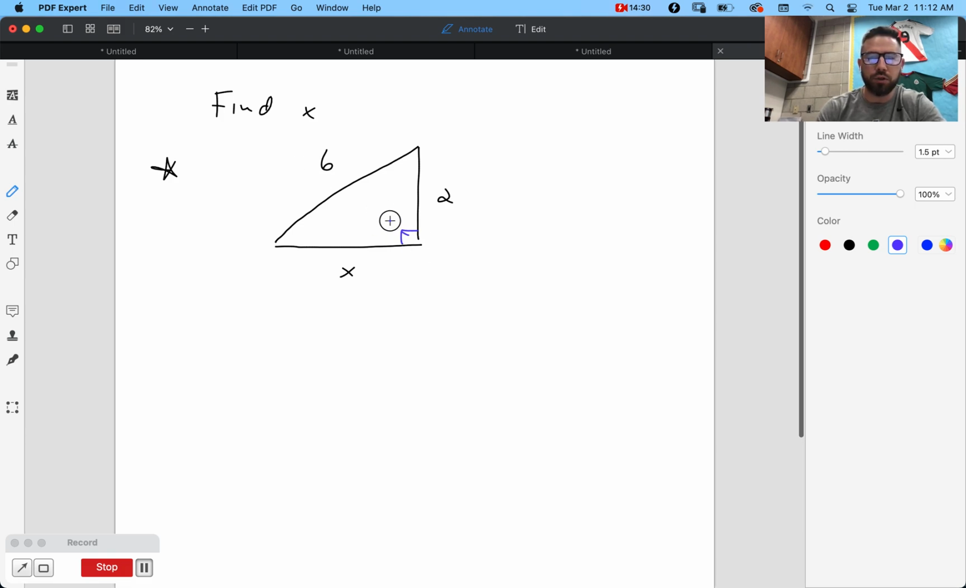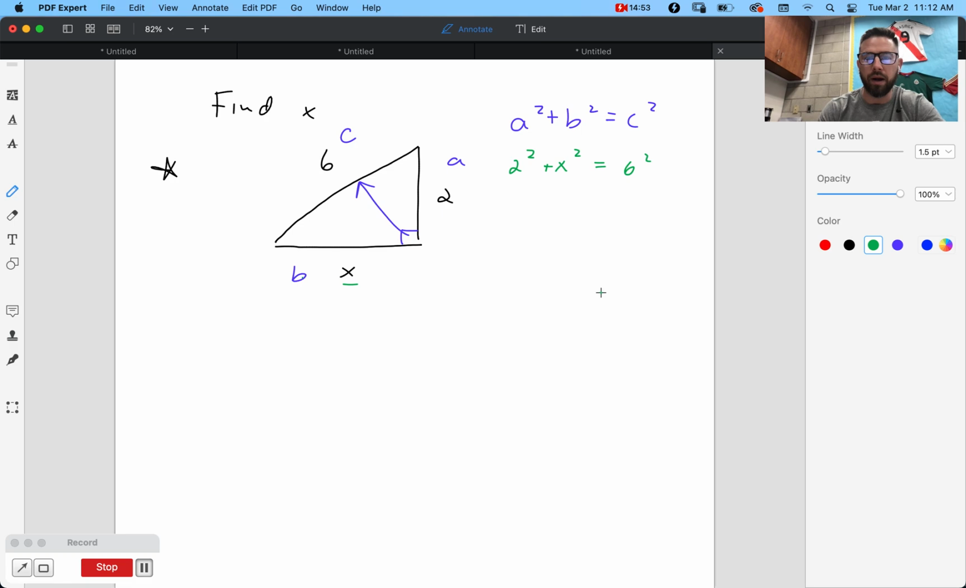Okay, first things first, shoot across. C, A, B, right? A squared plus B squared equals C squared. Let's plug them in. My A is 2, so I've got 2 squared. My B is x, so I'm just going to put x squared. And my C is 6, 6 squared. Okay, 2 squared is 4. I'll leave the x squared. Equals 6 squared is 36.